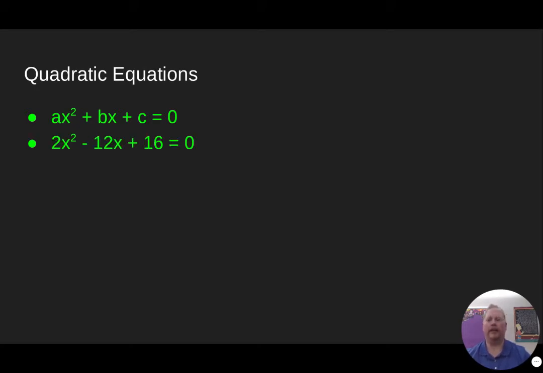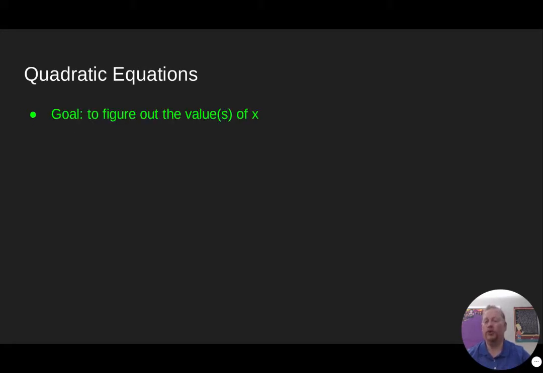So if I were to apply that to the previous thing, 2x squared minus 12x plus 16 equals 0, that's a quadratic equation. And as soon as we put the equal sign in there, all of a sudden our goals change for the problem. So our goal now is to figure out what x is. Before it was just about graphing. Now we want to figure out what x is. What could I plug into x to make that equal 0?